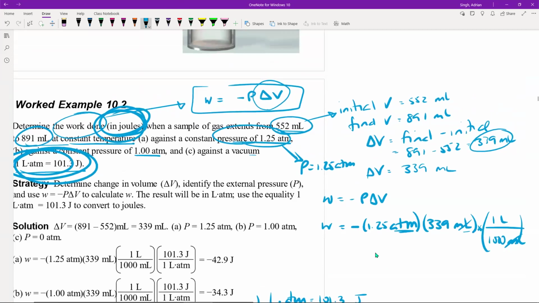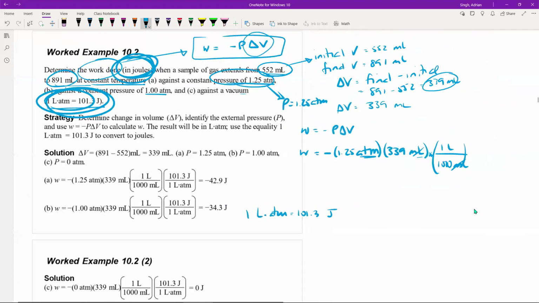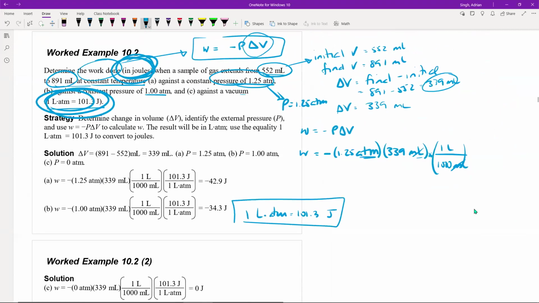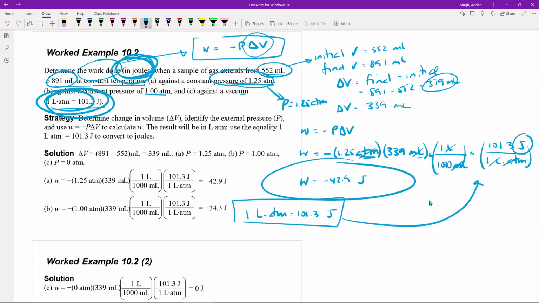So you can multiply it in order. And then we would need to again take our conversion factor and stick that in. So I have 1 liter atmosphere in the bottom, which is the same as 101.3 joules. So liters go away, atmosphere goes away. We get joules as our unit. We evaluate that. That's negative 42.9 joules. Makes sense because it should be a negative value. The work is being done by the system on the surroundings.